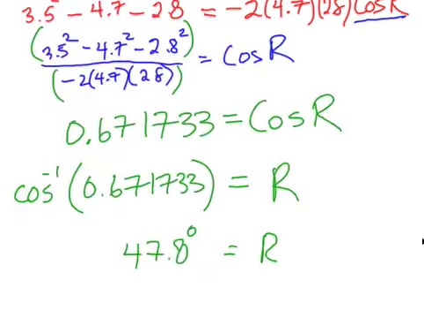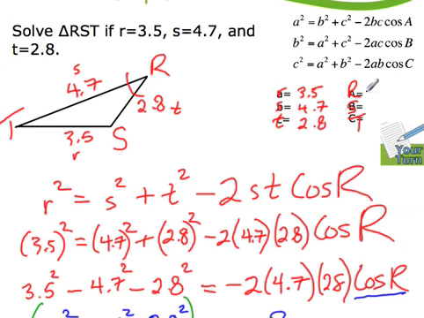Let me go up there and put that in. R was 47.8 degrees. So I've solved for R. Now, since I know a side and its angle, I could use the law of sines to find S, and then subtract them from 180 to find out what T is. So that gives you an idea of how you can use the law of cosines to help solve a question in which you don't know a side and its corresponding angle.